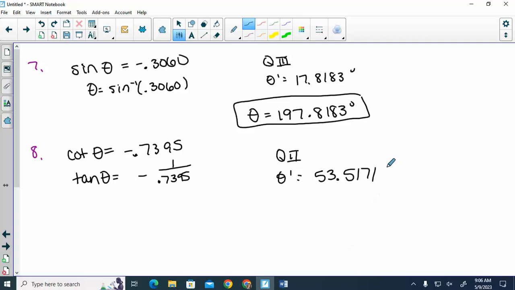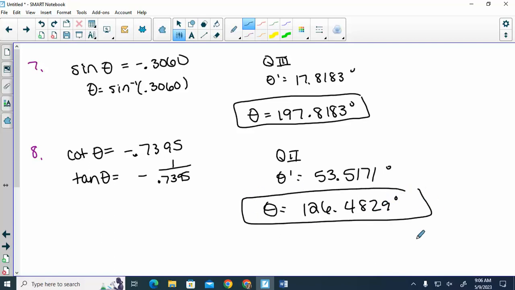Okay. Then, how do we put that in quadrant 2? 180 minus the 53.5171, and we get 126.4829. Is that okay?